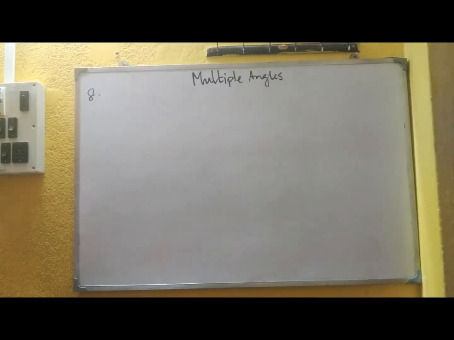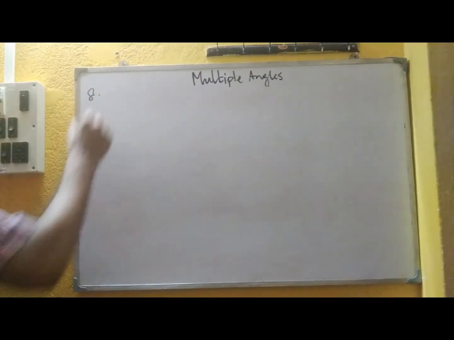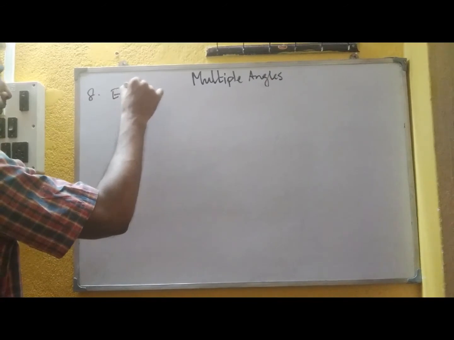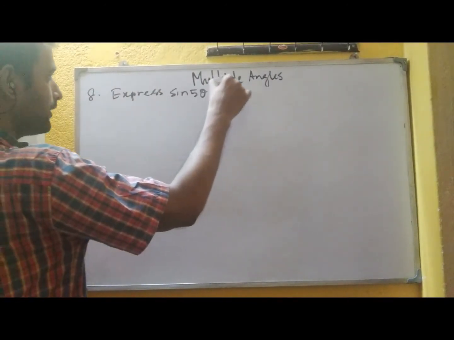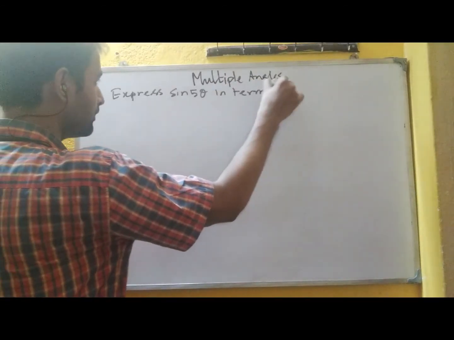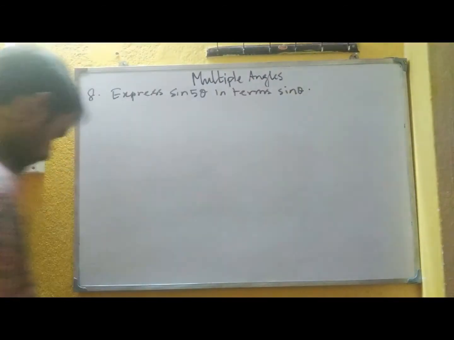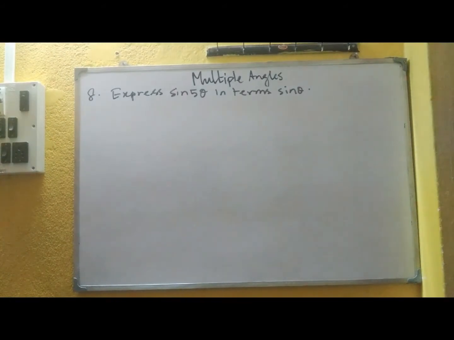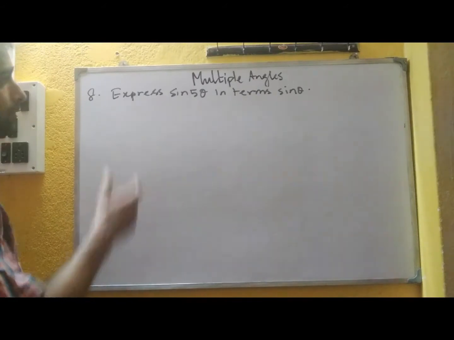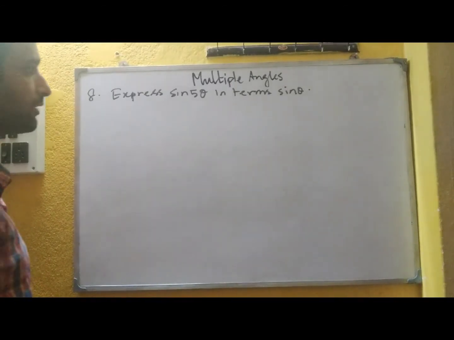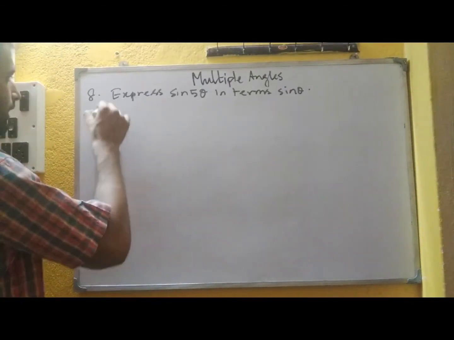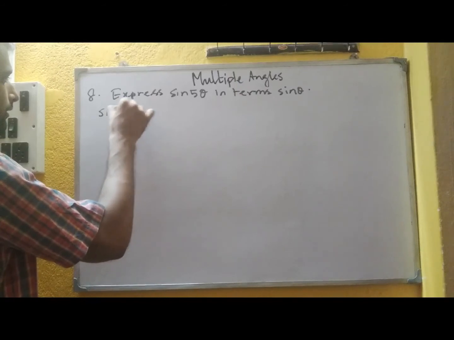This is our next sum. It says express sin 5 theta in terms of sin theta. So for this, what we require is to apply the formula of sin 2 theta and sin 3 theta and finally convert it into an expression of sin theta. So let us start with sin 5 theta.